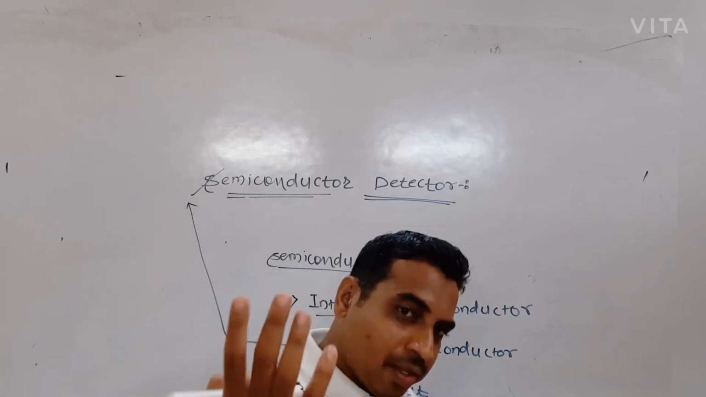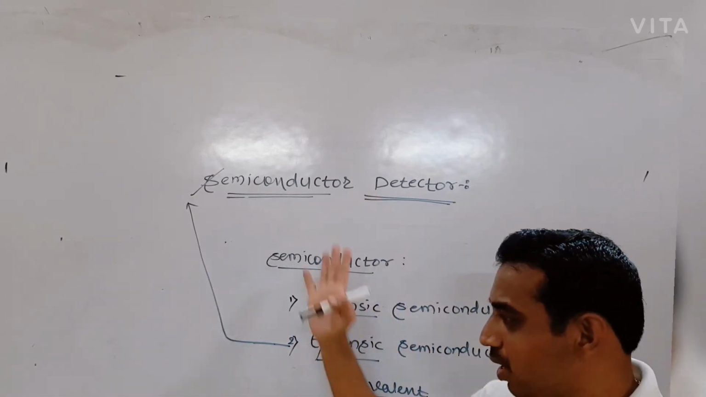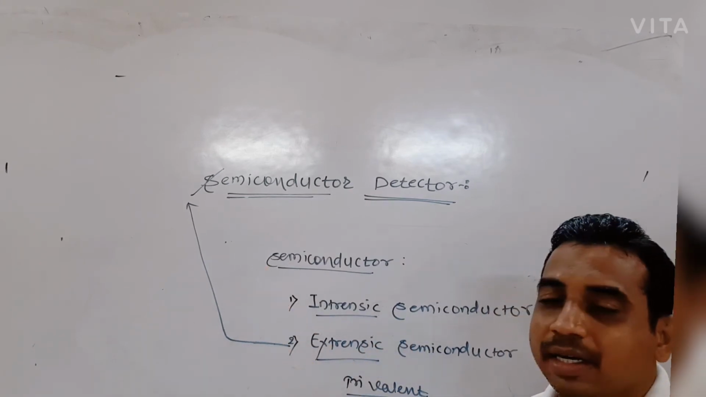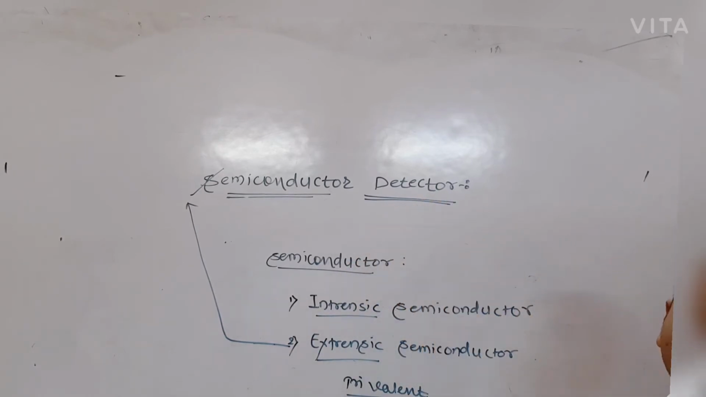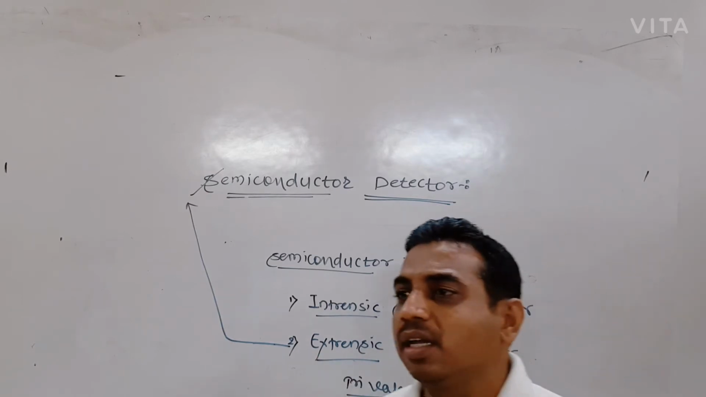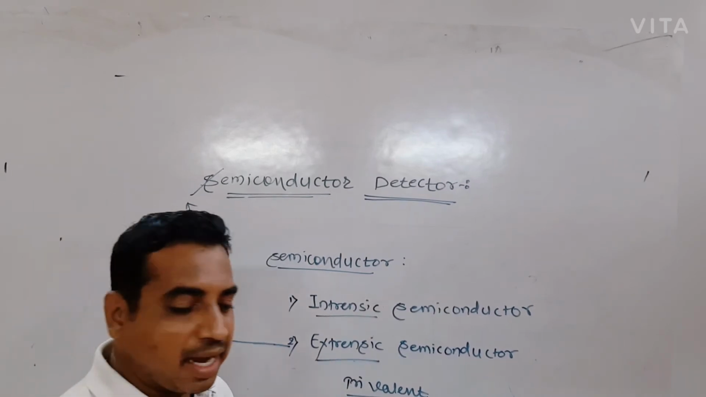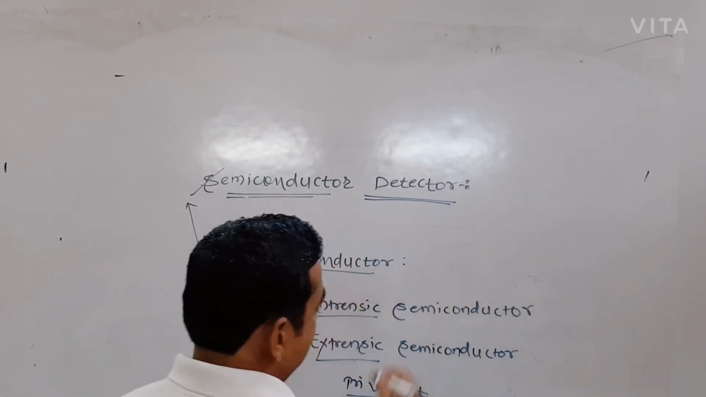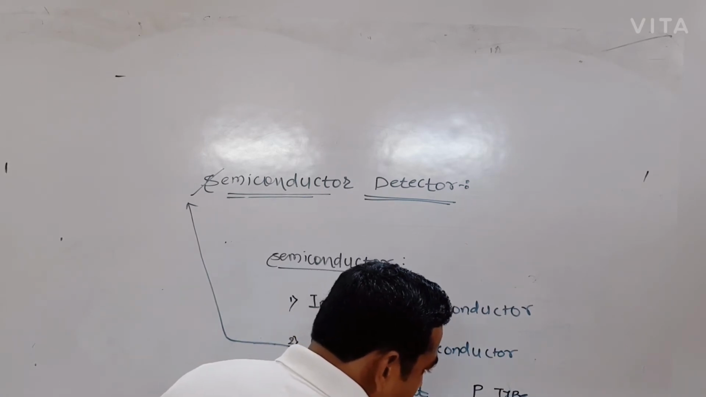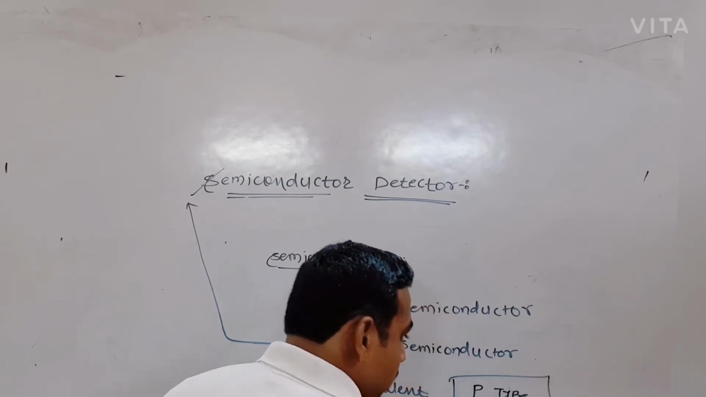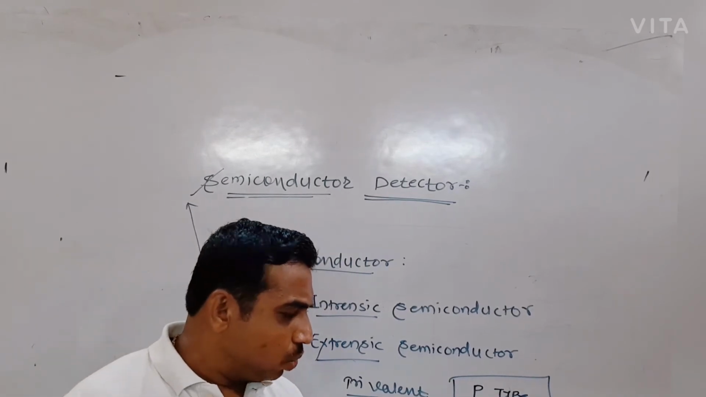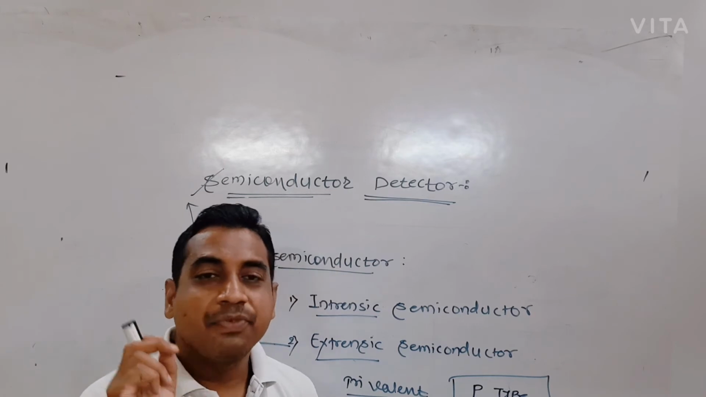Look, here I am going toward the 11th or 12th standard level. Why? Because we need all this knowledge about semiconductors when we study semiconductor detectors. In extrinsic semiconductors, we know there is the p type semiconductor and the n type semiconductor. These two types of semiconductors make up the semiconductors.